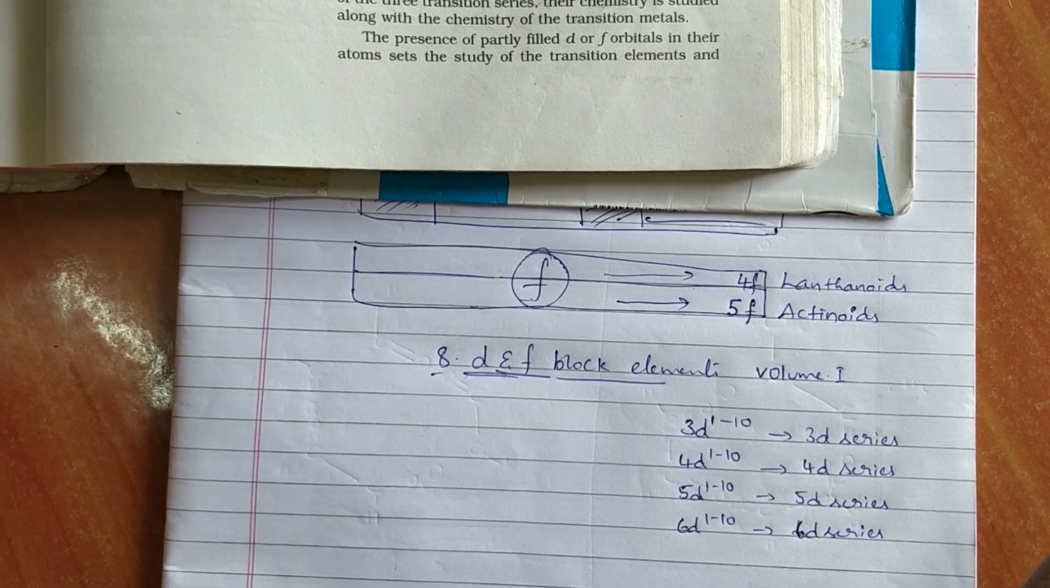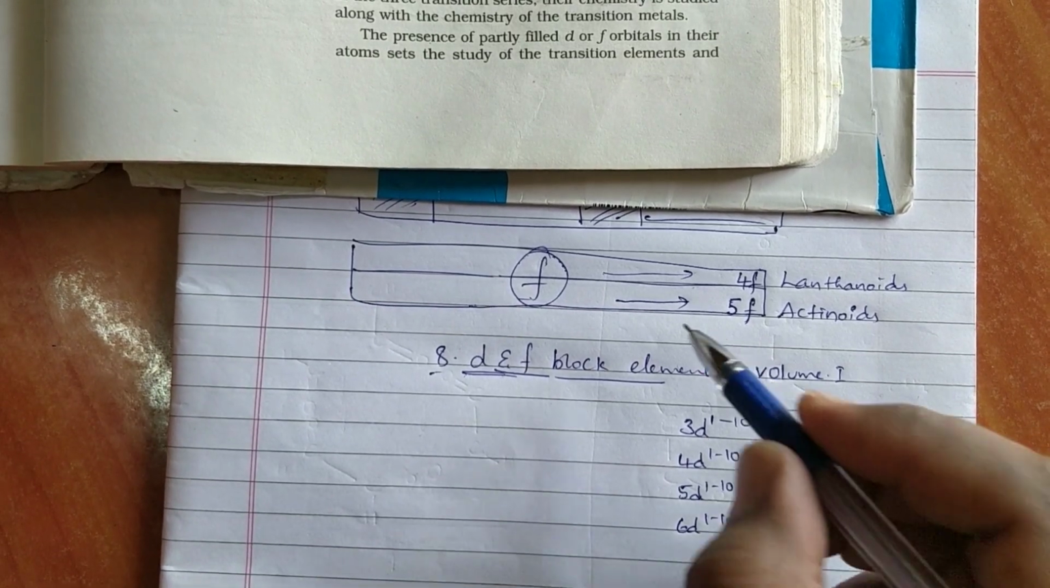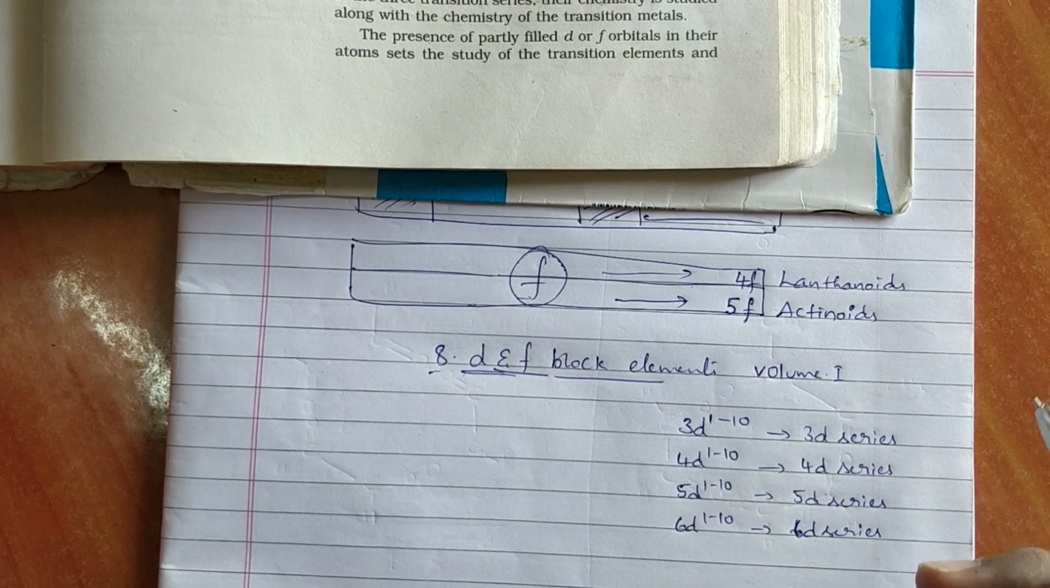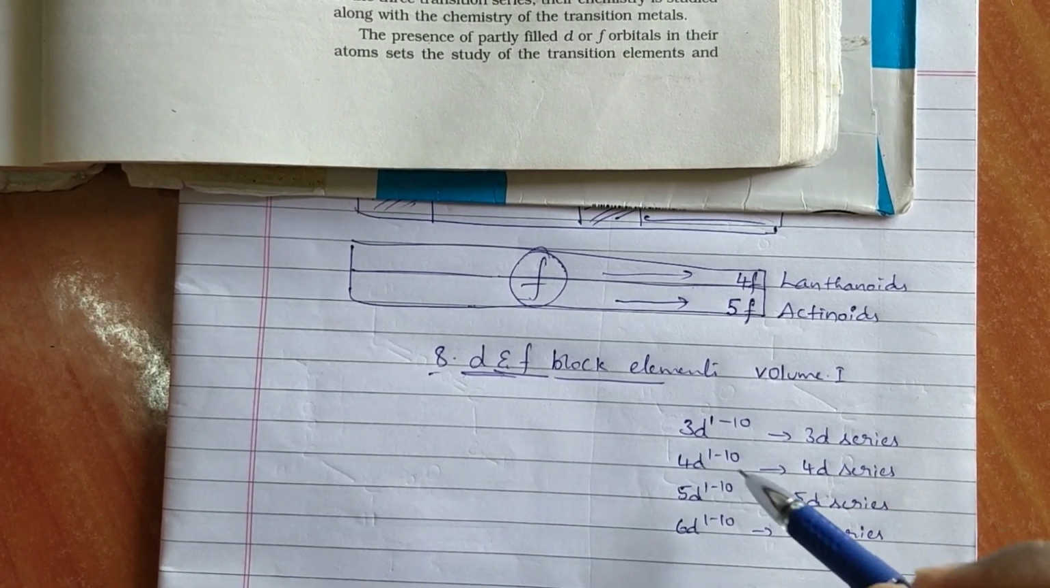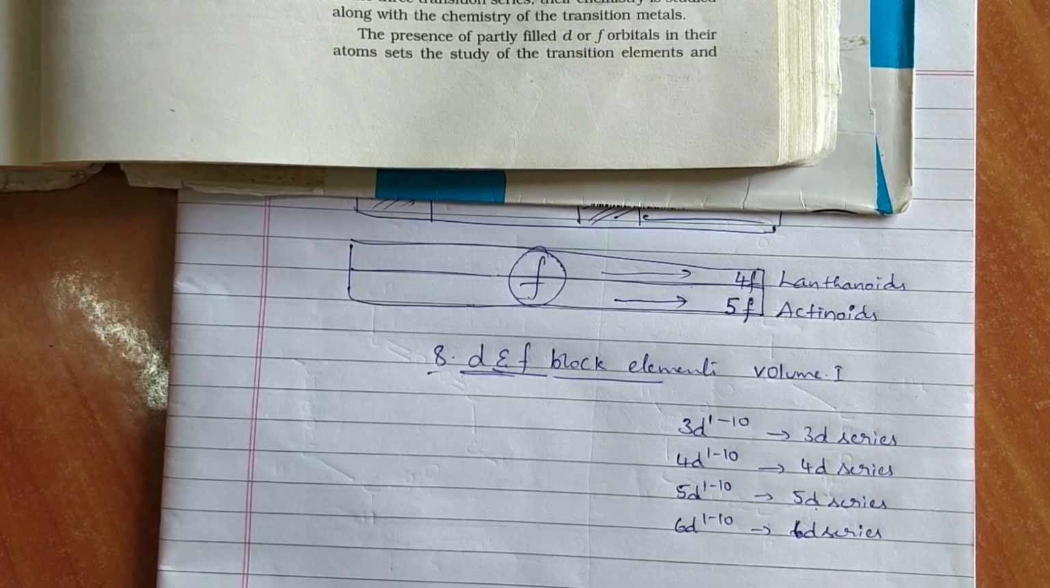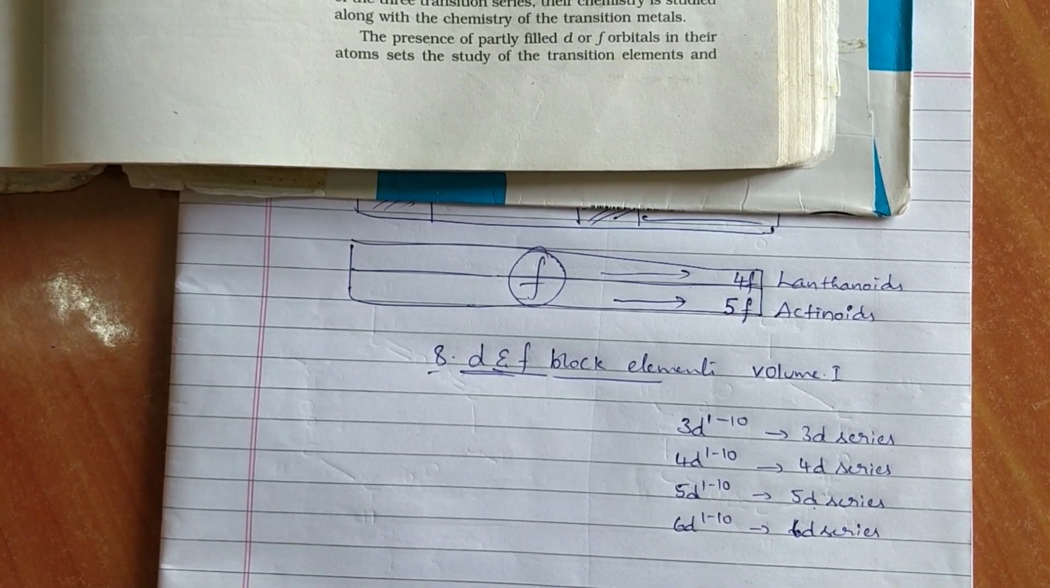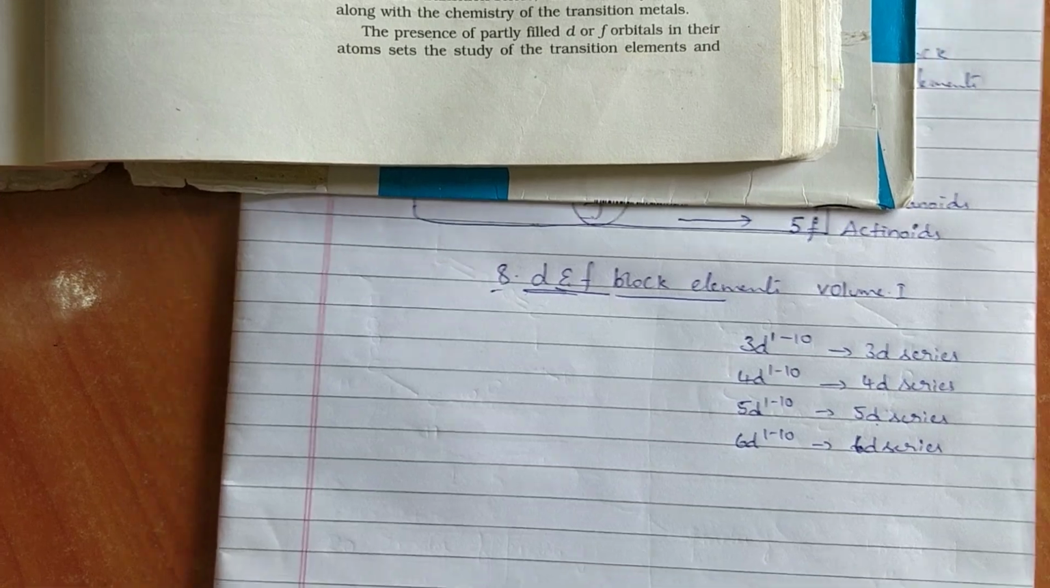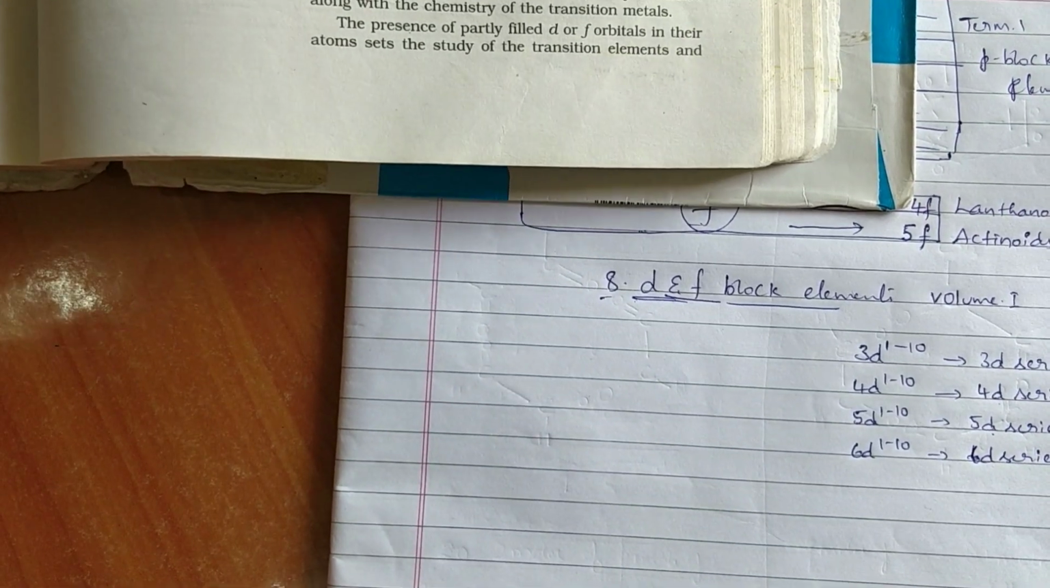Like the 2 rows we have, the 2 rows of F block have names, lanthanoids and actinoids. Coming to D block, we have the 3d series, 4d series, 5d series and 6d series. These all depend on which orbital the differentiating electron enters. Is it okay? Now see here.